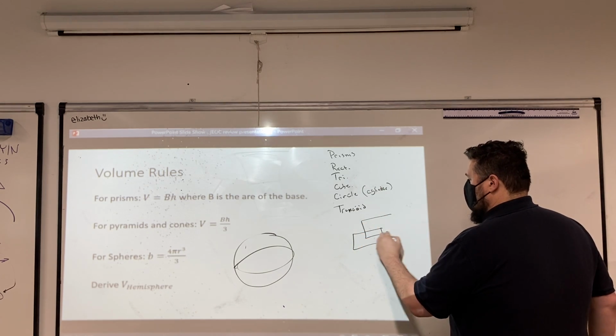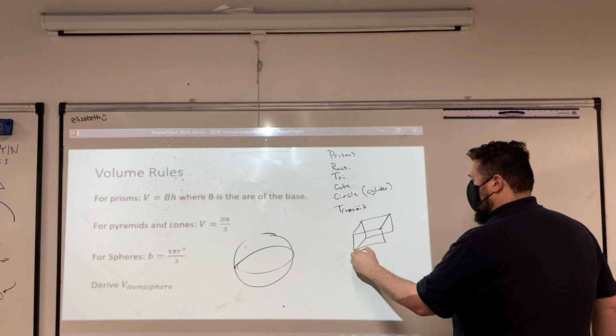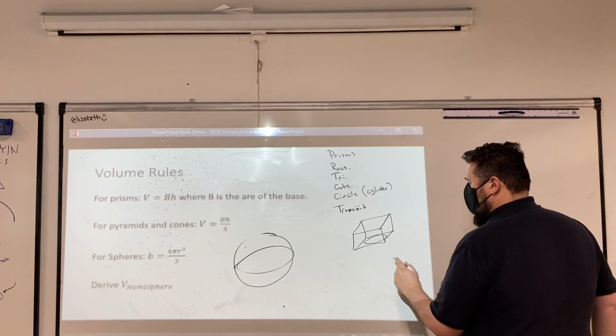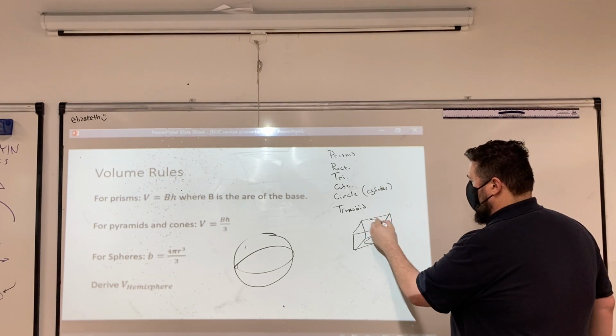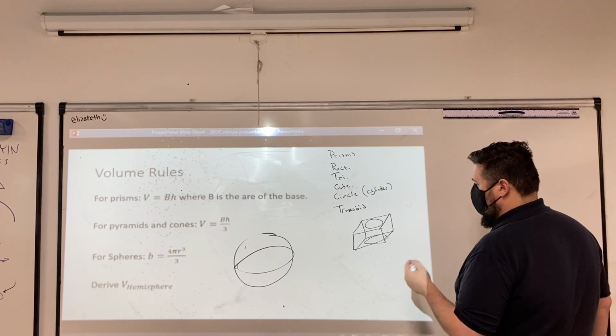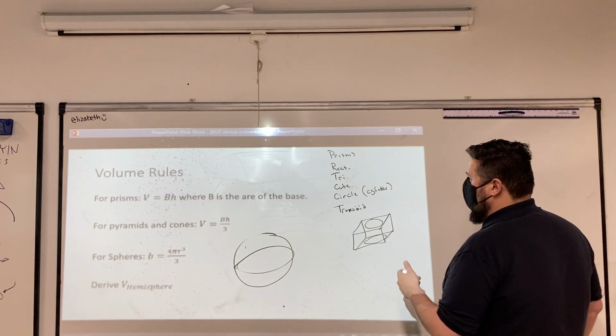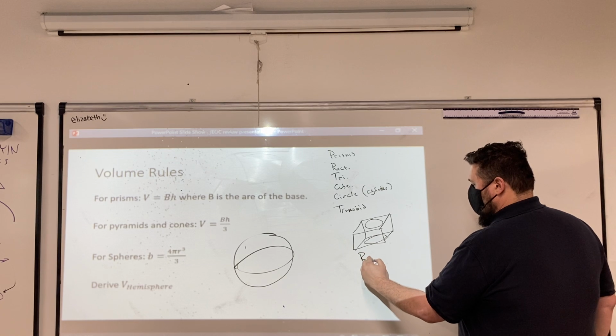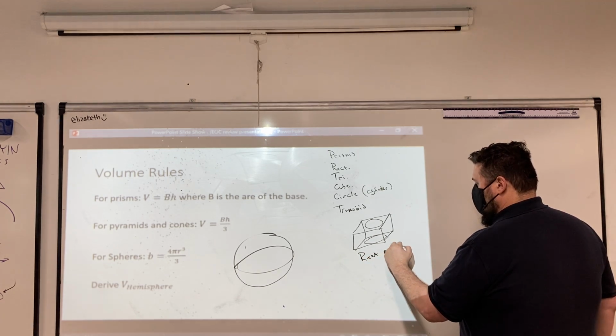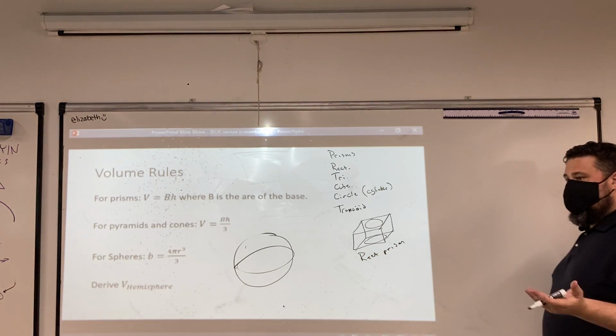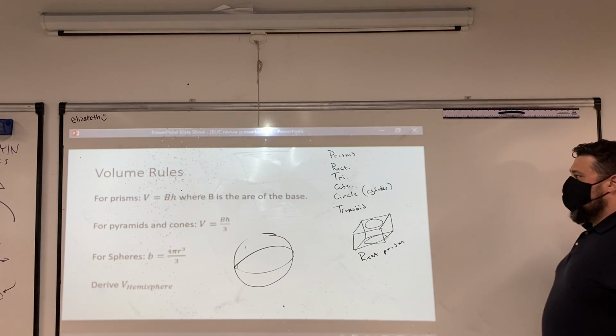Here's a room. What shape is this base right here? It's a rectangle. What's this one? It's a square. Wait, it's a rectangle. It's meant to be the same, right? So what kind of prism is this? A rectangular prism. This looks like a square for some reason. We're talking about in general.